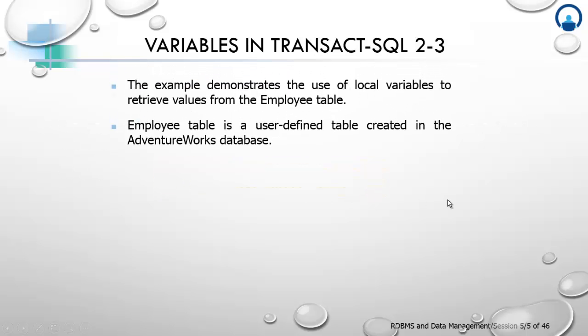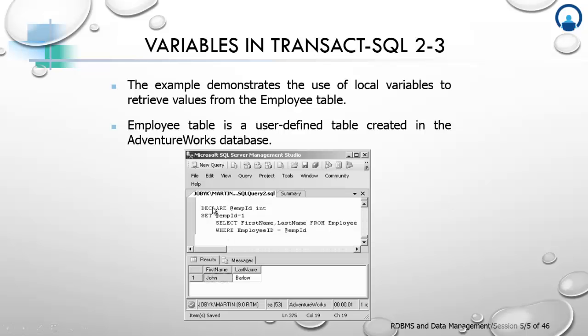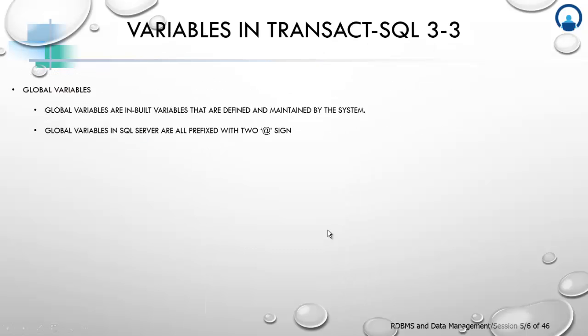Moving ahead, we see one example which demonstrates the use of local variables to retrieve a value from the employees table. We say DECLARE @empid, where @empid is a variable name and the variable is of type int. We say SET @empid = 1, and we say SELECT first name, last name FROM employee WHERE employee ID = @empid.